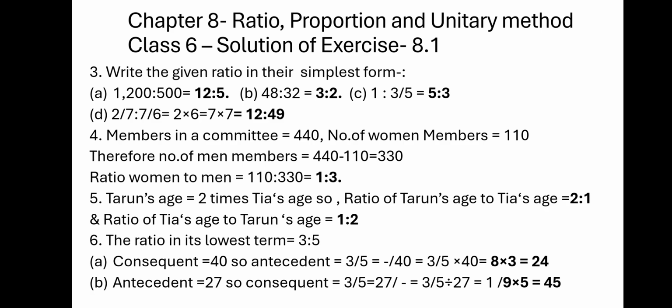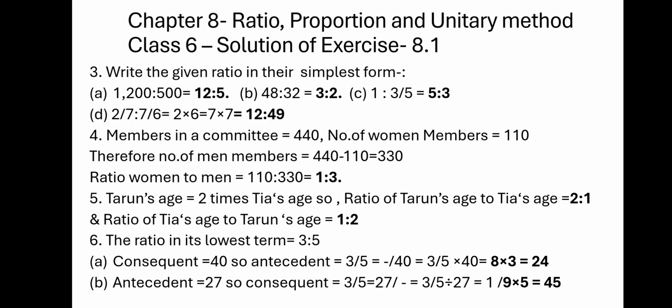Fourth one. Members in a committee is equal to 440. Number of women members is 110. Therefore, number of men members will be, you have to subtract 440 minus 110, that is 330. So, ratio of women to men is equal to 110 is to 330, that is 1 is to 3, because both are divisible by 110.